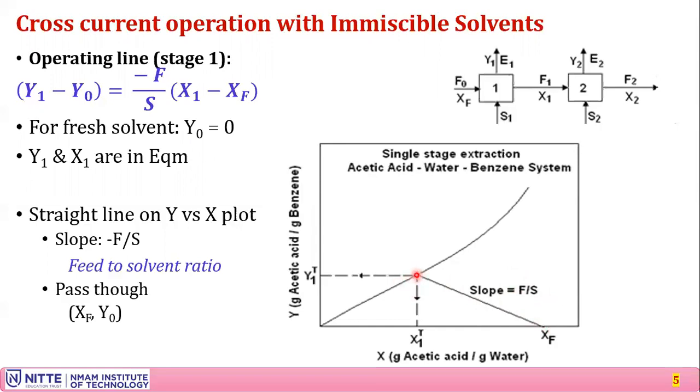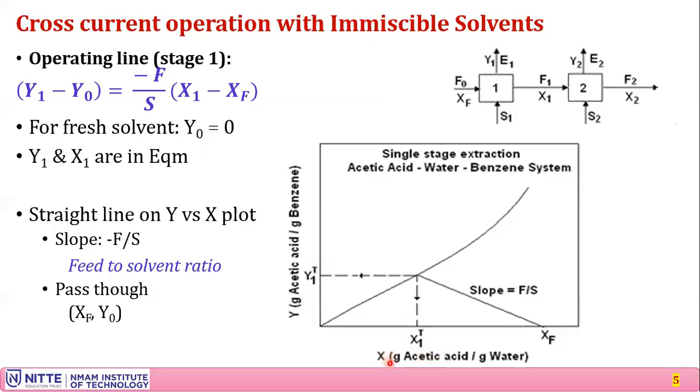this line. So once it is connecting over here, it intersects the equilibrium line at this particular point, and the concentration of solute in the two different phases, that is x and y, is x1 and y1. These two values x1 and y1 are here and here.